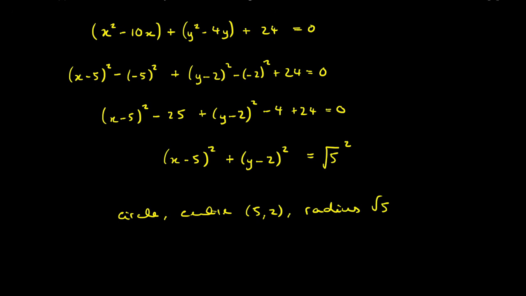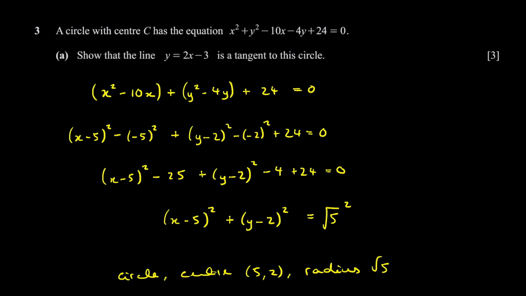So even though that is actually not necessary, guys, I just think it is so helpful because you want to understand what this circle is all about. And I think that can help you with the later parts of the question. Okay, so let's actually do part A. Show that the line y equals 2x minus 3 is a tangent to the circle.